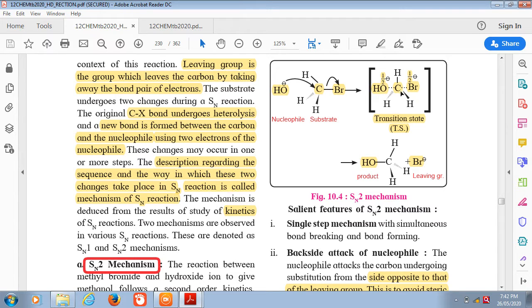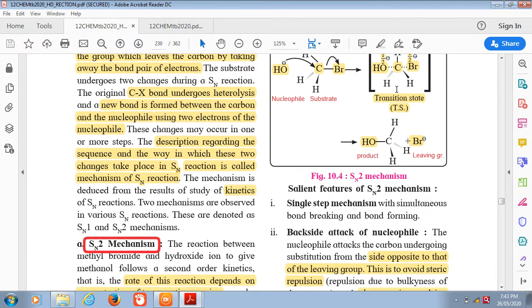So if you observe this state, it contains carbon having 5 different groups. Your nucleophile is negatively charged, and Br is negatively charged. So the full negative charge over the OH group gets distributed in the transition state between OH, carbon and Br. Now carbon is attached to 5 different groups. So this is the transition state.